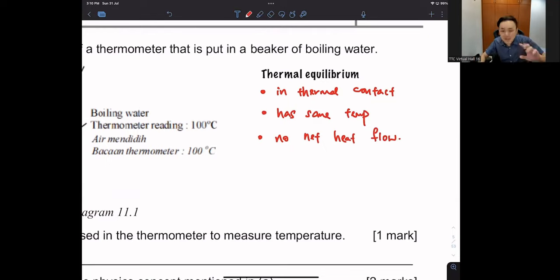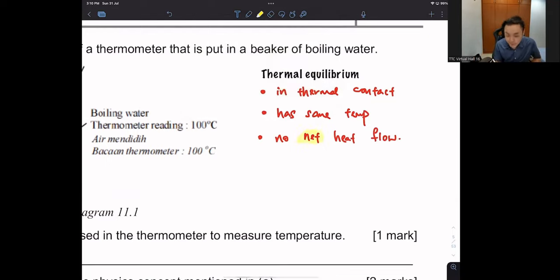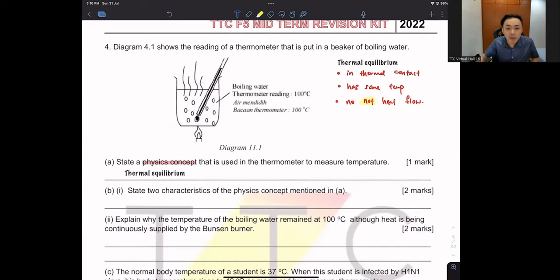Okay. You could say zero net heat flow also, okay? But the main point is here. The main point is the word net. You cannot say no heat flow. There is heat flow. Just that your balance is zero. Like you give out 50, you take back 50. That kind of thing.